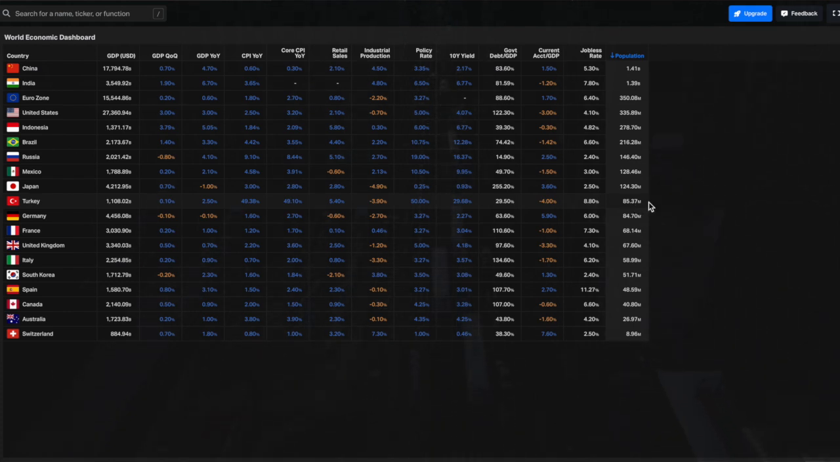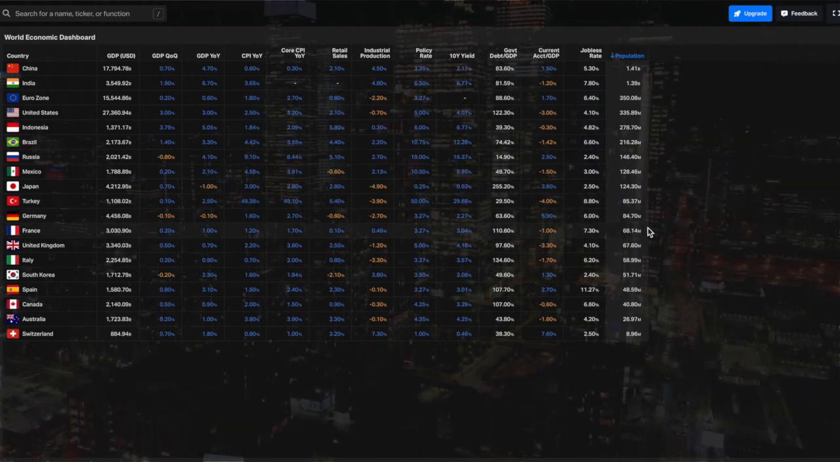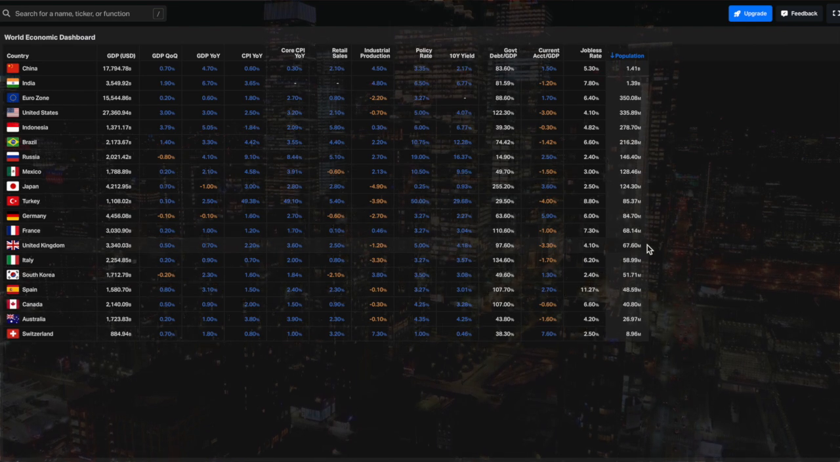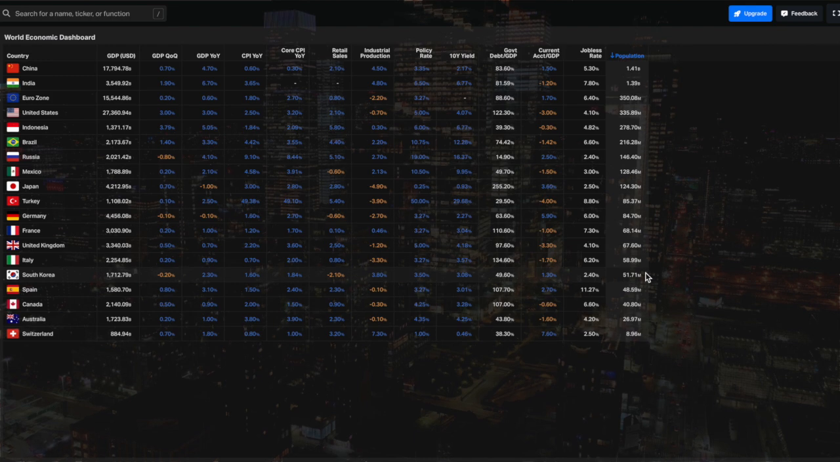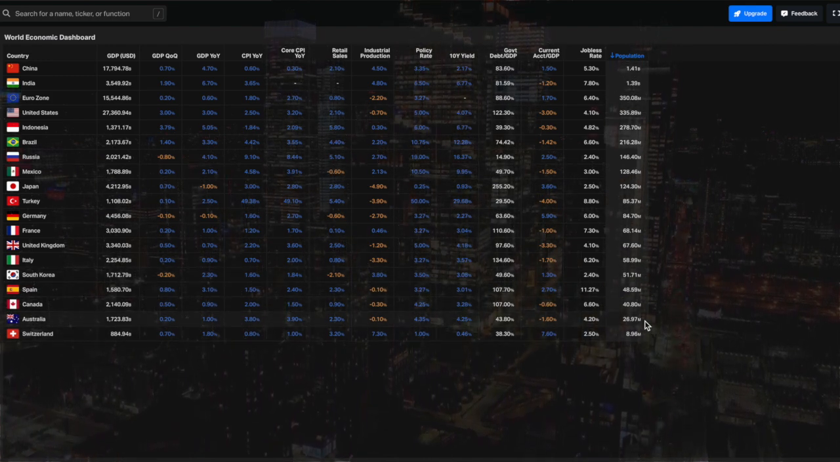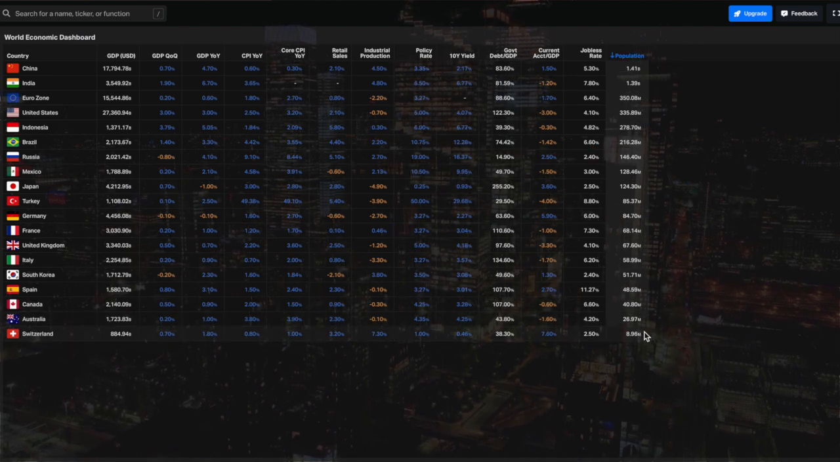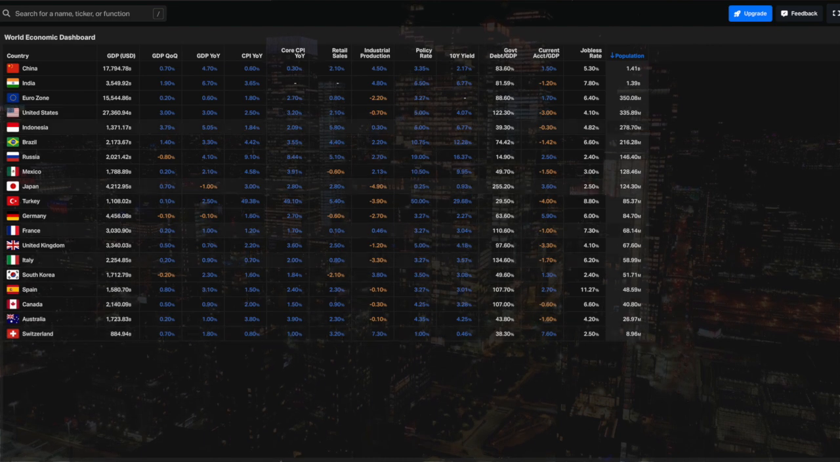Turkey, 85 million. Again, it's a hugely populated country, and I don't think people realize that. Germany, 84 million. France, 68 million people. The UK, 67. Italy, 58. South Korea, 51. Spain, 48. Canada, 40. Australia, 26. And Switzerland, 8.969 million people. So there you go, guys.